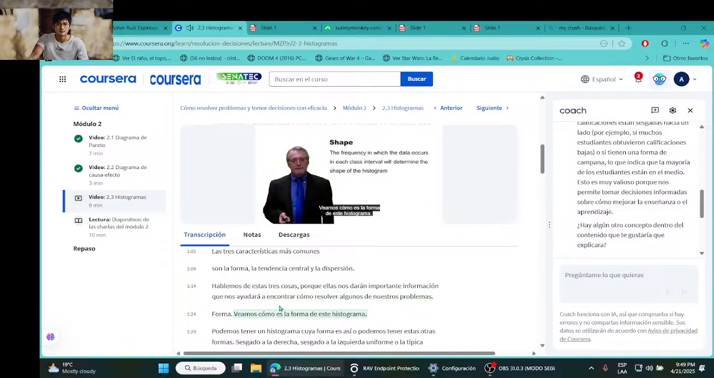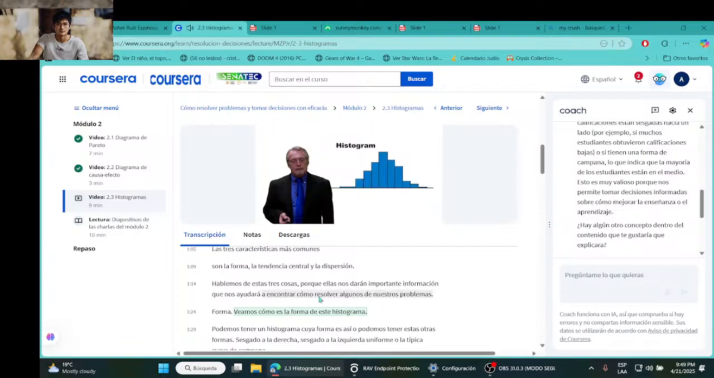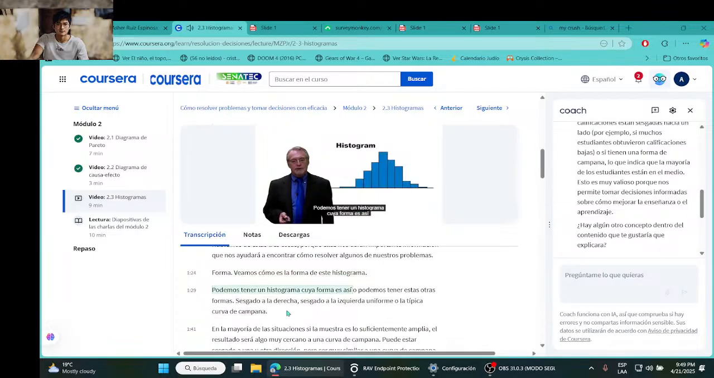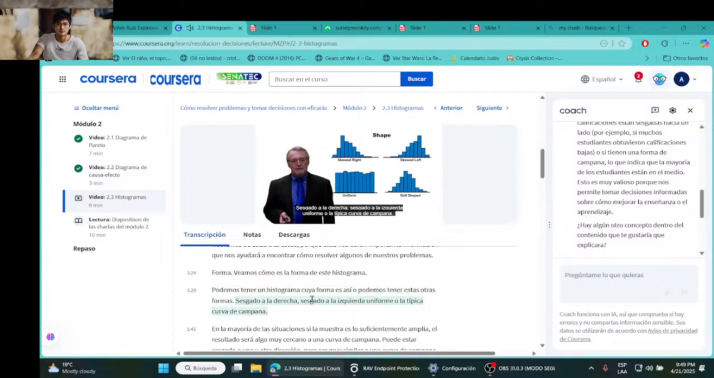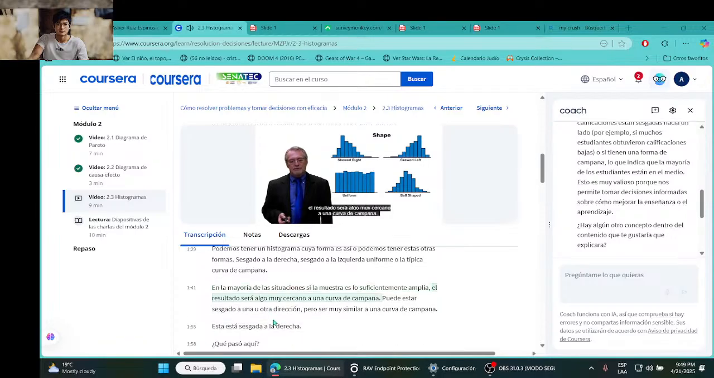Shape. Let's take a look at what the shape of this histogram is like. We can have the shape of a histogram like this, or we can have these other shapes: skewed to the right, skewed to the left, uniform, or the typical bell-shaped curve. In most situations, if you gather enough samples of what's going on, you'll get something very close to a bell-shaped curve. It may be skewed one direction or the other, but very close to a bell-shaped curve.